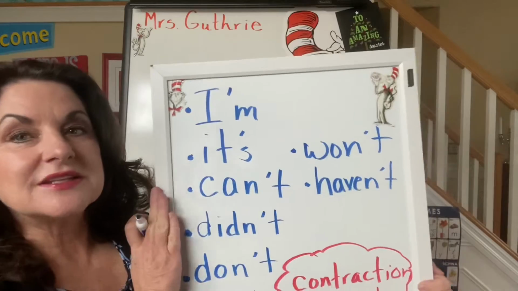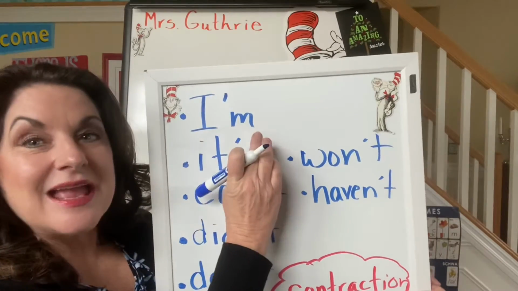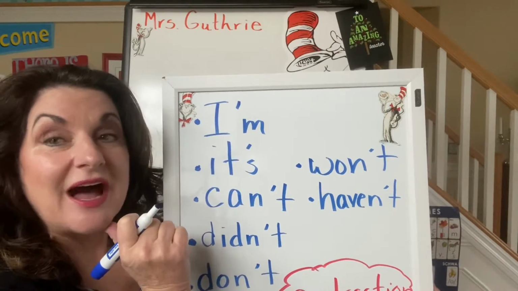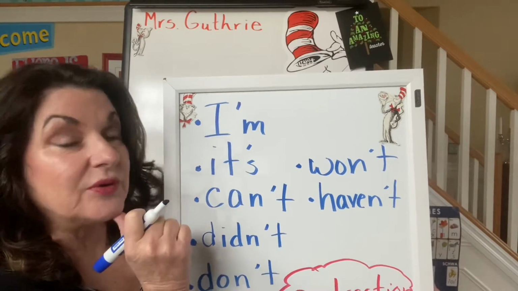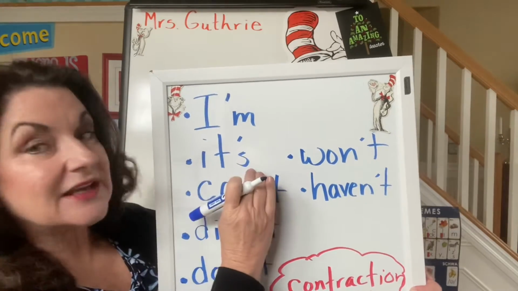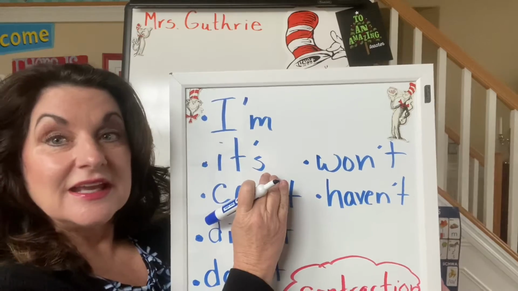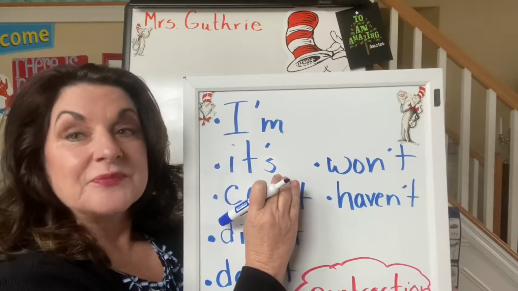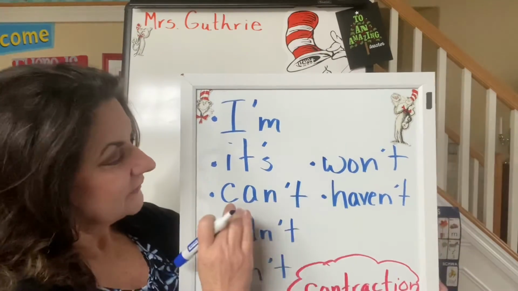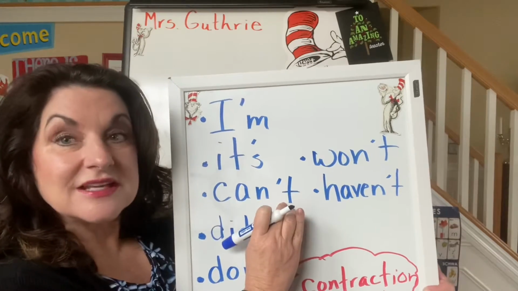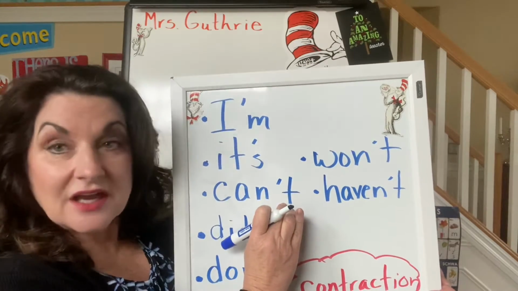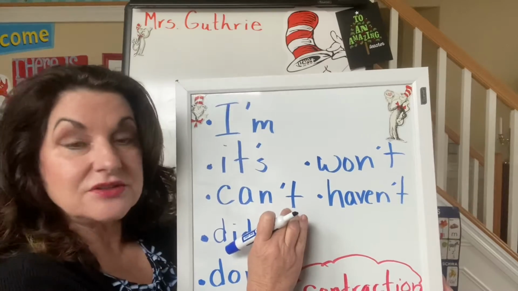So let's read these contractions together. I'm, it stands for I am. I am going to the store. I'm going to the store. It's, it is. It is a pretty day. It's a pretty day. Can't stands for cannot. I cannot go today. I can't go today.